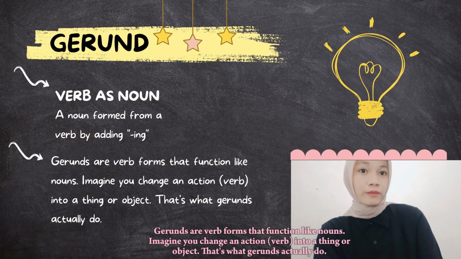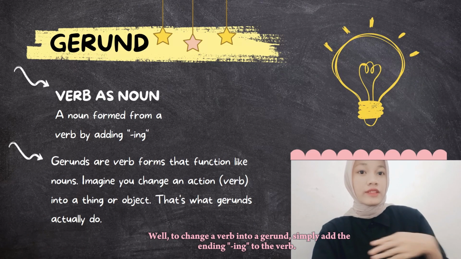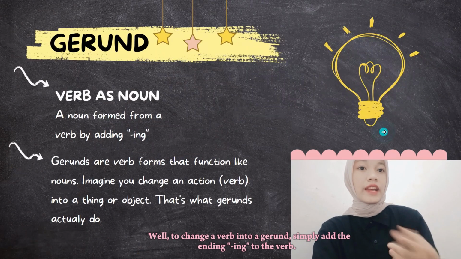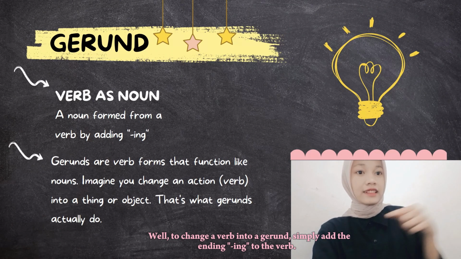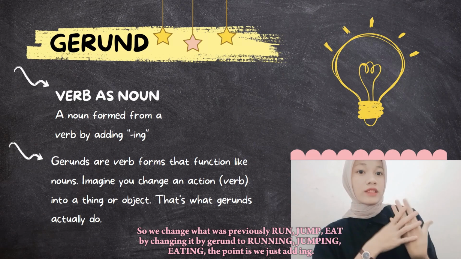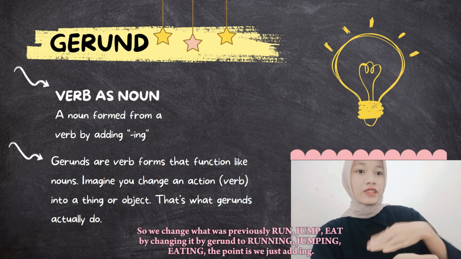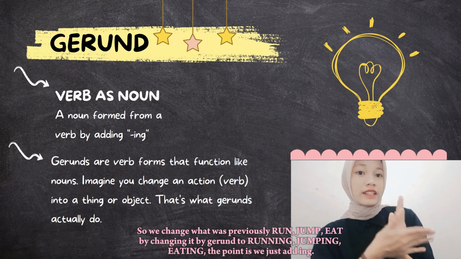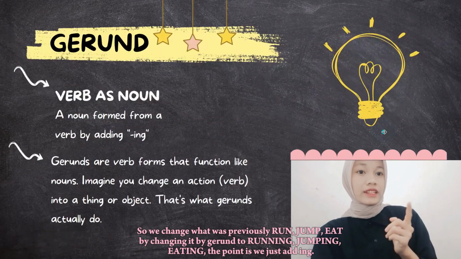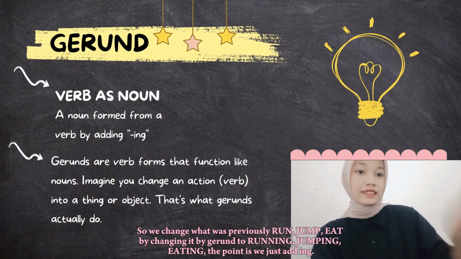Gerunds are verb forms that function like nouns. Imagine you change an action verb into a thing or object. That's what gerunds actually do. To change a verb into a gerund, simply add the ending -ing to the verb. So we change what was previously run, jump, eat into running, jumping, eating. The point is we just add -ing.